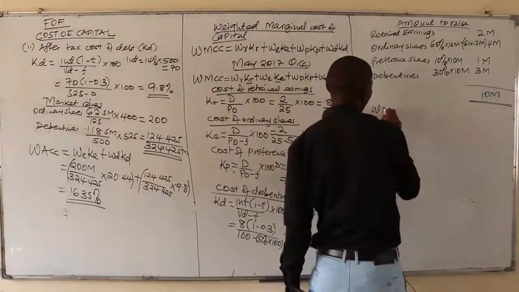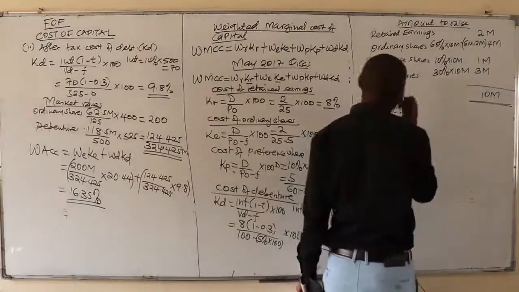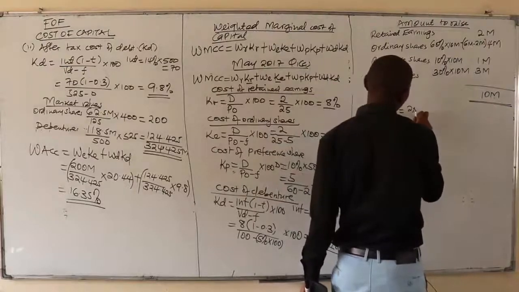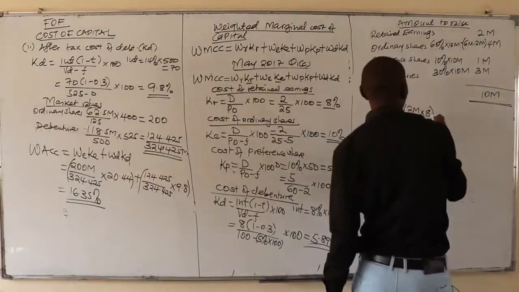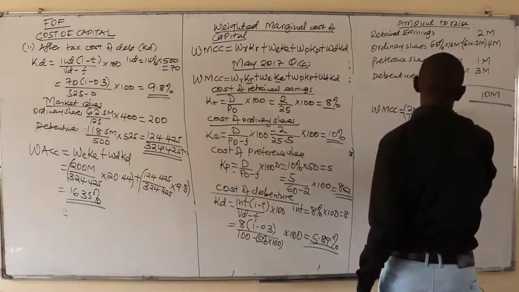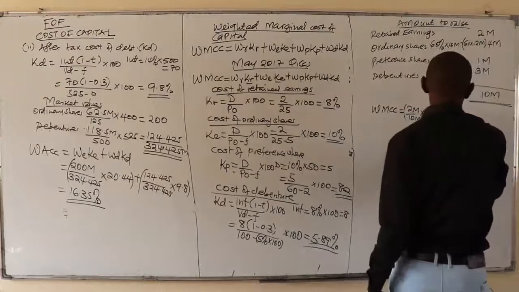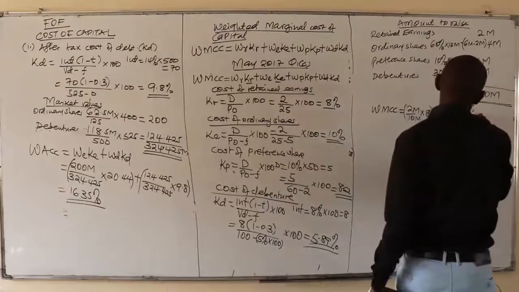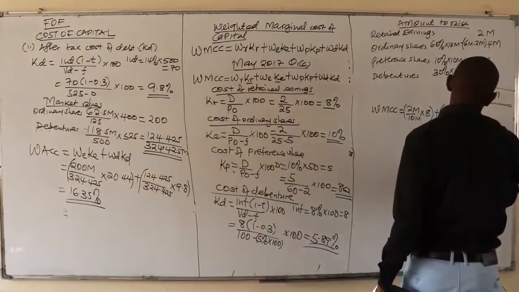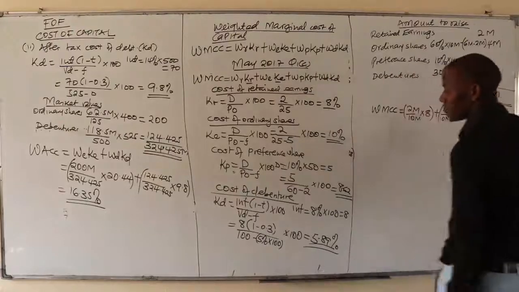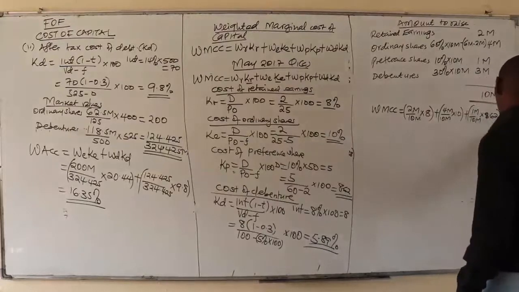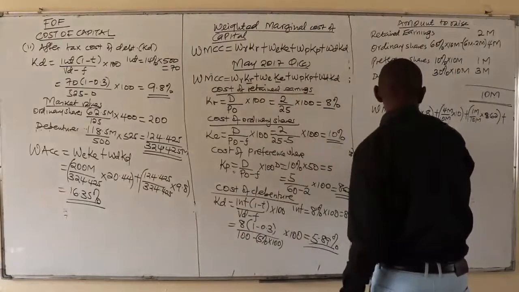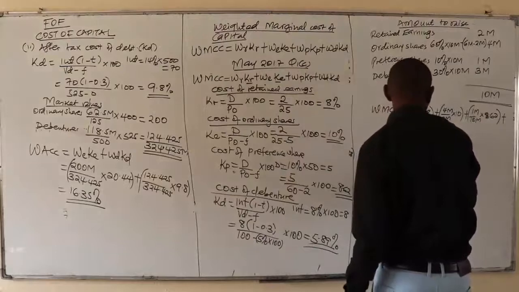And therefore, we can now get the WMCC. WMCC will be the weight of the retained earnings, which is 2 divided by 10, multiplied by the cost of retained earnings, which we got as 8, plus the weight of the ordinary shares, 4 million divided by 10, multiplied by the cost of ordinary shares, which is 10, plus the weight of preference shares, which is 1 divided by 10, multiplied by the cost of preference shares, which was 8.62, then plus the weight of debenture, 3 million over 10, multiplied by the cost of debenture, which was 5.89.